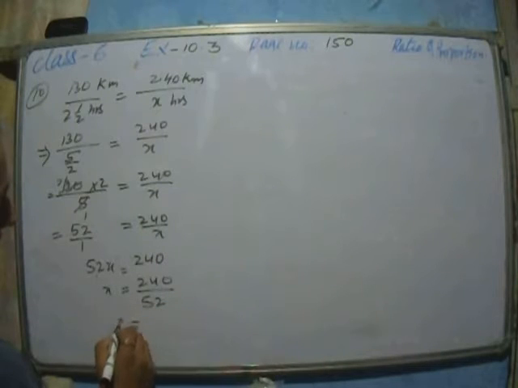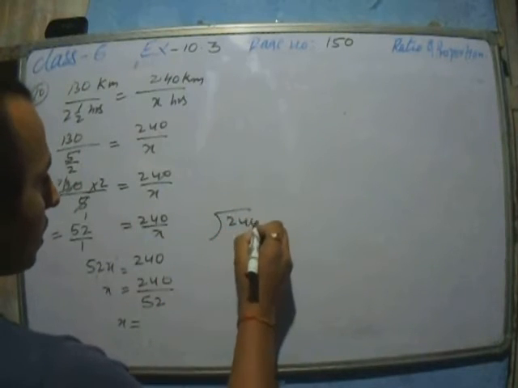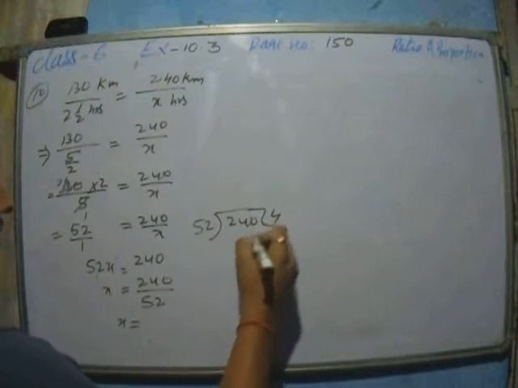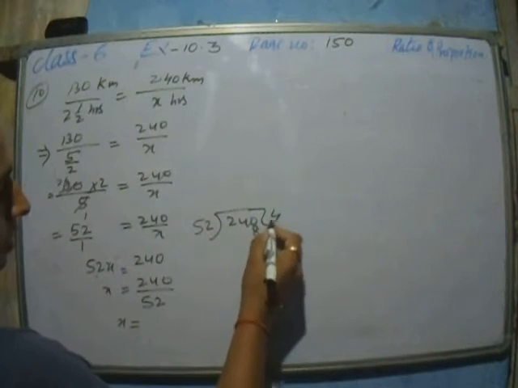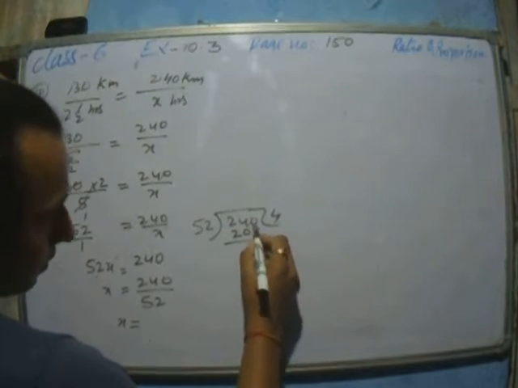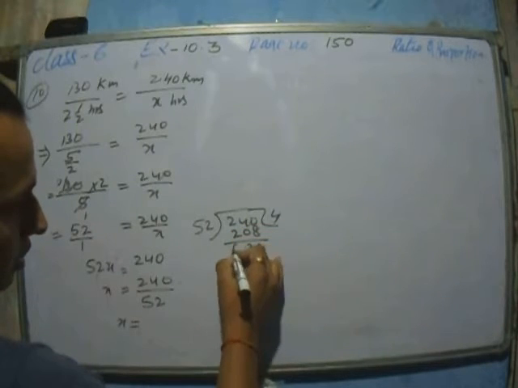So we need to divide it here, so we will get the answer in terms of hours. Here we are going to divide 240 by 52. We know that 5 4s are 20, 4 times. 4 2s are 8, 4 5s are 20. So we got here 10 minus 8 is 2, then 3 minus 0 is 3, 0.